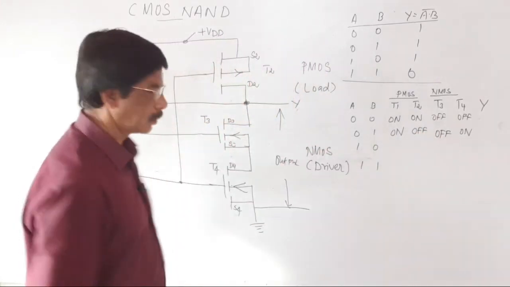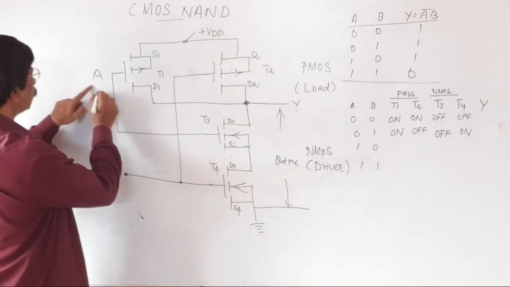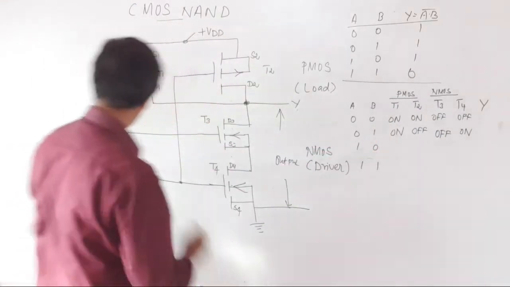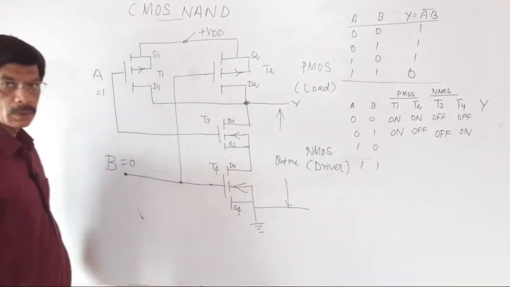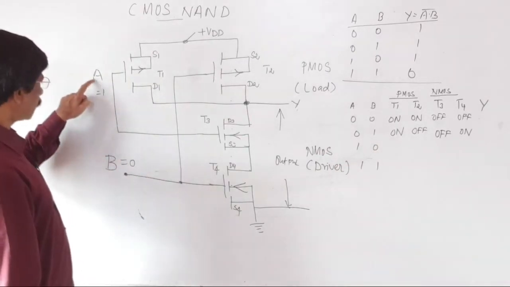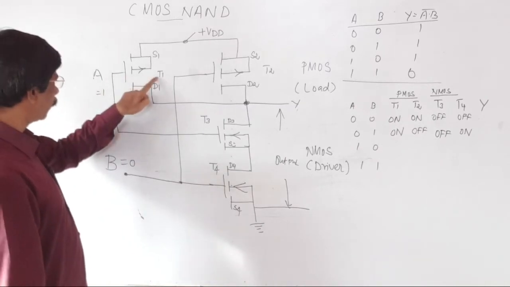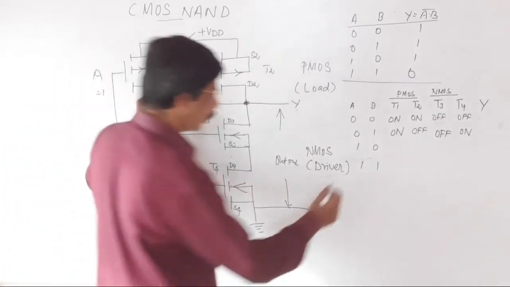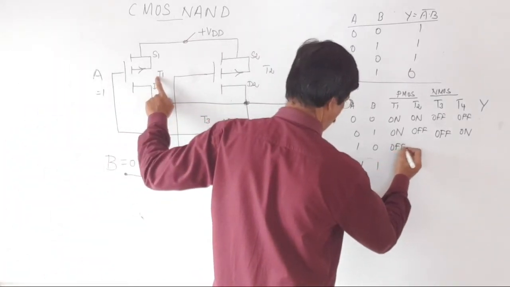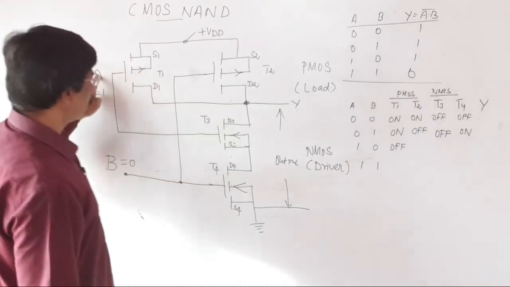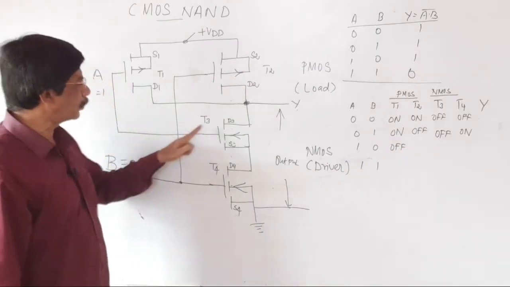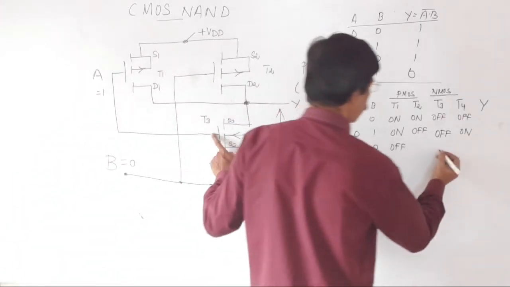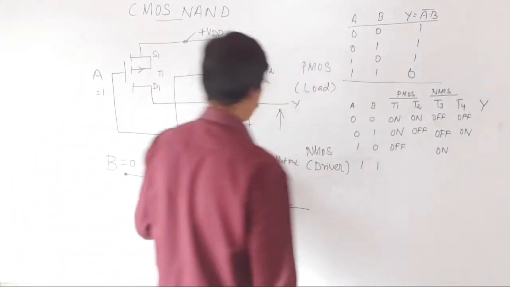Similarly, for 1, 0: the A signal is now 1 and the B signal is 0. The A signal is connected to T1. T1 is PMOS, so it is definitely off. The same A signal is connected to T3. T3 is NMOS, so it is switched on. T3 is on.